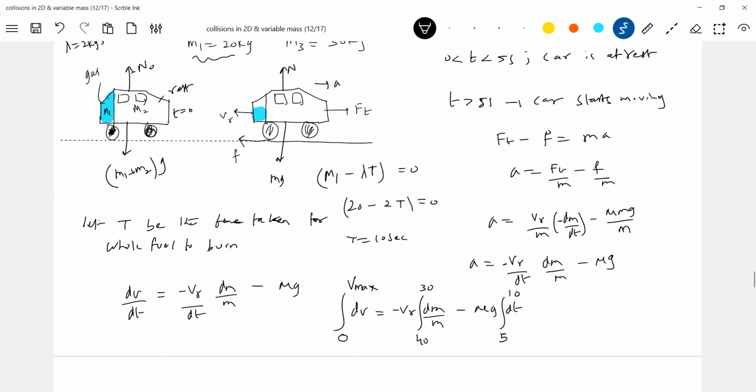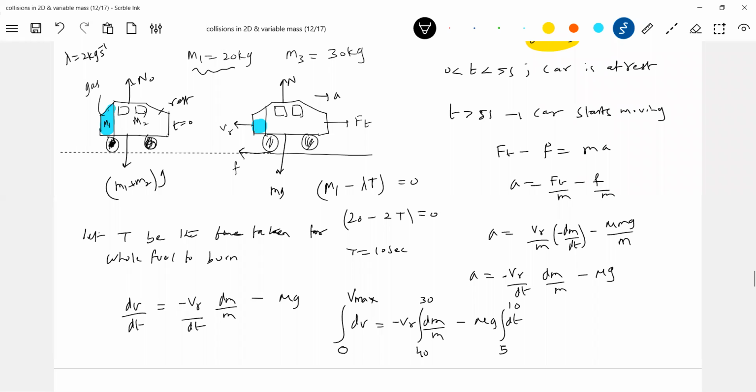At t equals 0, what is the mass of the system? 20 kg fuel, 30 kg mass of the car. When all fuel is burnt, what is the mass of the system? 30. Then it acquires the final speed. Till 5 seconds, how much fuel is burnt? 10 kg of fuel. So from the mass of the system, remove 10 kg, it will be 40. Solving this will get Vmax.